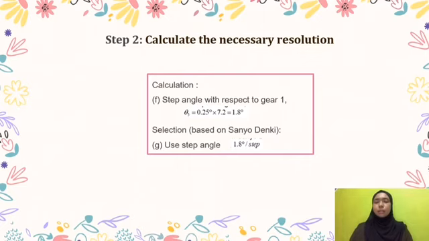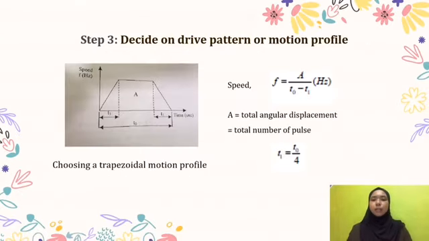Calculation. Step angle with respect to gear 1. Selection based on Sanyo Denki. Use step angle. Step 3. Decide on drive pattern or motion profile. Choosing a trapezoidal motion profile. Speed F equal to A divided by T0 minus T1 equal to Hz. A total angular displacement equal to total number of pulses. T1 equal to T0 divided by 4.